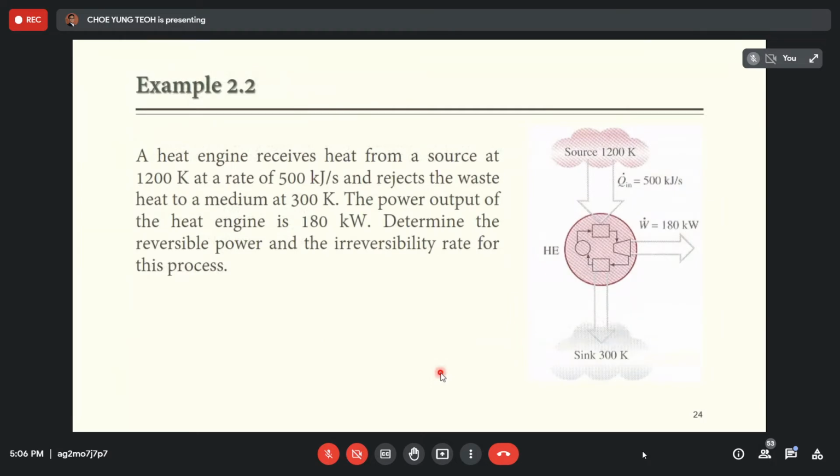Let's try this example. A heat engine receives heat from the source at 1200 Kelvin at the rate of 500 kilojoules per second. Kilojoules per second here refers to kilowatts, and rejects the waste heat to the medium at 300 Kelvin. The power output of the heat engine is 180 kilowatts. Determine the reversible power and the irreversibility rate of this process. Okay, so first, this 180 kilowatts is the actual output.